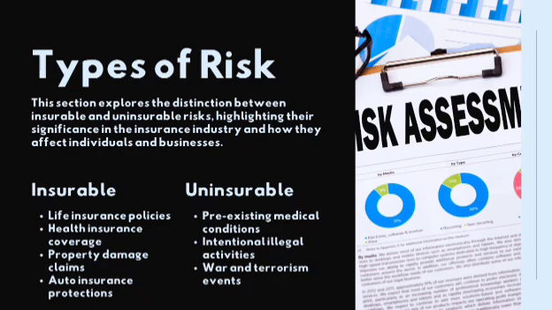Let's look at fundamental risk. Fundamental risk affects large segments of society or entire communities rather than individuals. For example, the risk of flooding in the Niger Delta region affects entire communities. Now, these risks are often managed through government intervention rather than private insurance.